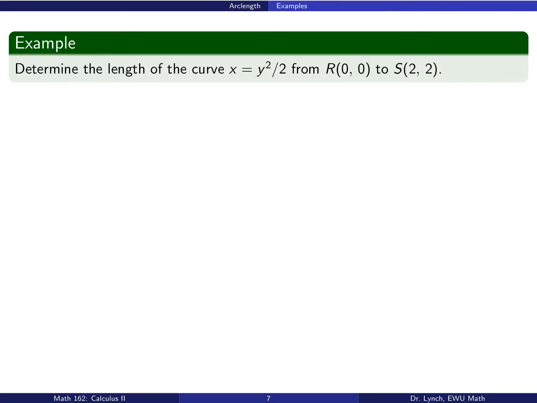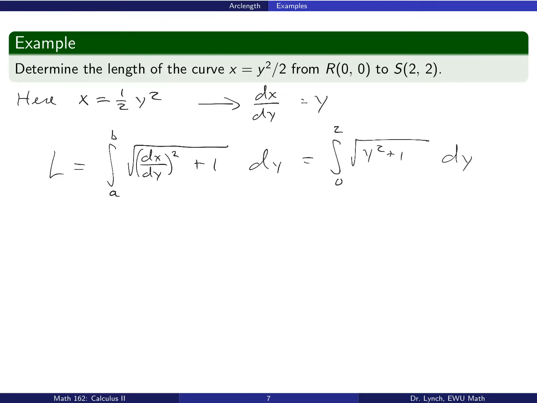So we'll go ahead and write down the integral and then evaluate that definite integral. So here this parabola actually has arc length given by the integral from 0 to 2 of the square root of the quantity y squared plus 1. Now here's a sum of squares that we can evaluate with the trigonometric substitution.